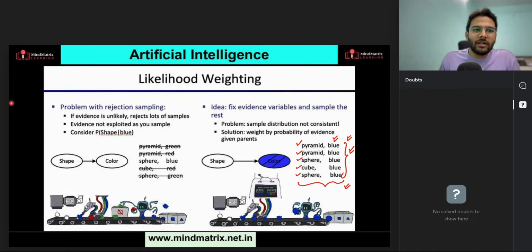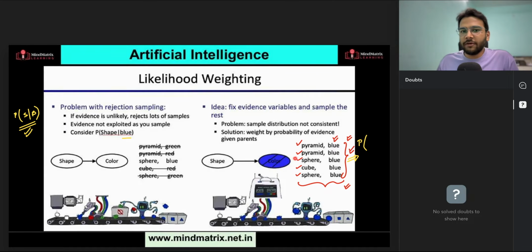Ultimately, what we are actually doing is, previously it was what? Previously, if this is the network given to you, it was shape given color. Yes or no? It was shape given color, or C can be like, here it is blue, right? So it would be better if you write blue here. Fine. This is what you were trying to find out.